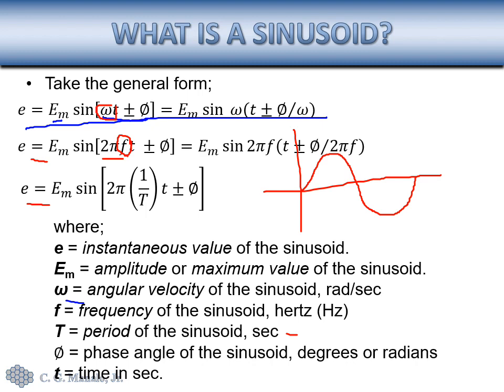Now, take note that a sinusoid is a sine function or a cosine function, and this function is a periodic function. So it keeps on repeating every period. Period is defined as the length of time it takes for the function to make one cycle. This is the period here, and this is the amplitude here. So this is the amplitude E sub m.